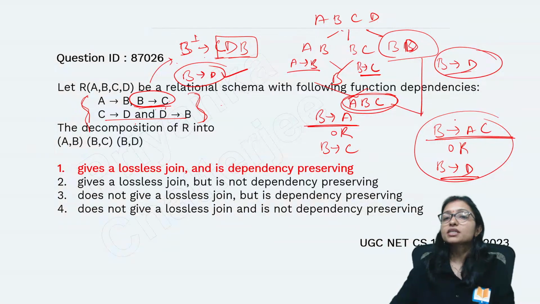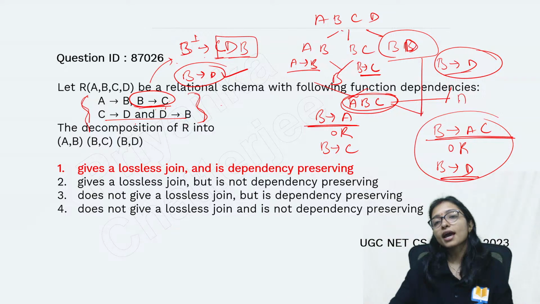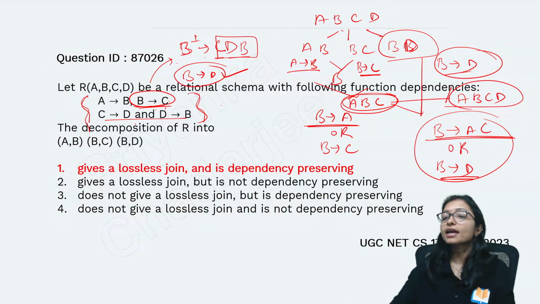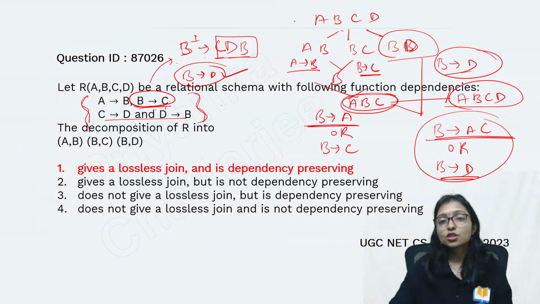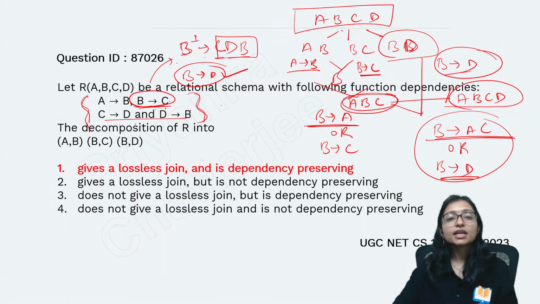As this is present here, that's why you will be able to join them together as A, B, C, D. Means they are again lossless. That's why this is lossless. This is the best way to solve. Conventionally, if you are doing, you will do that.